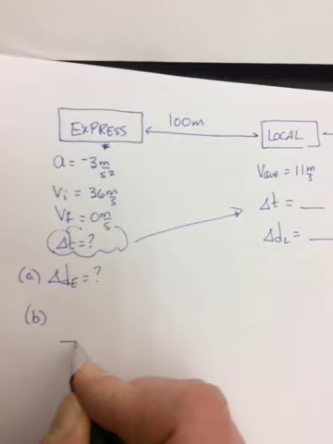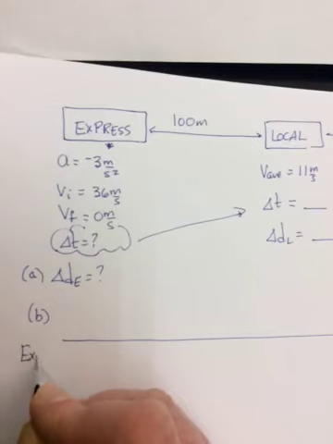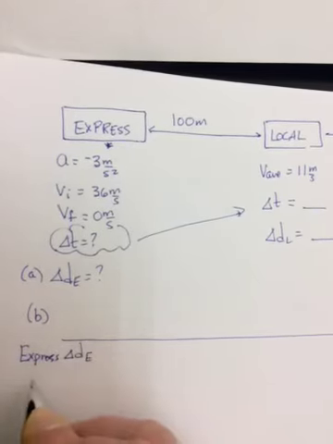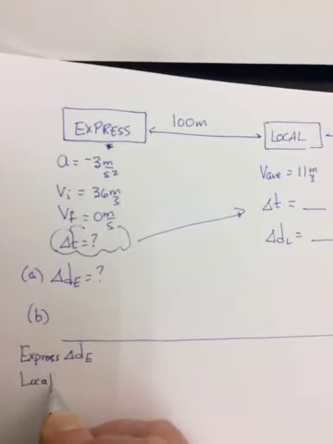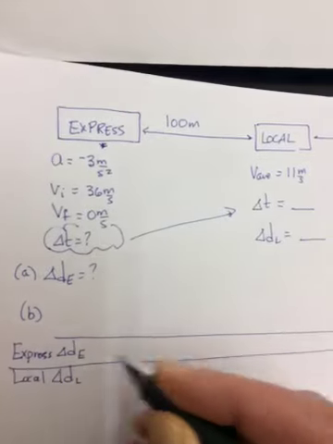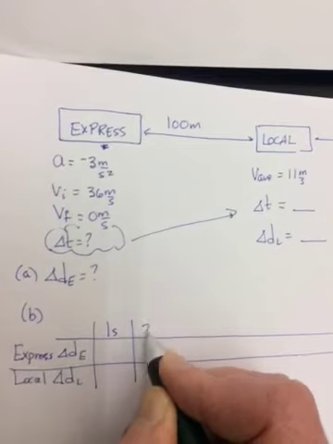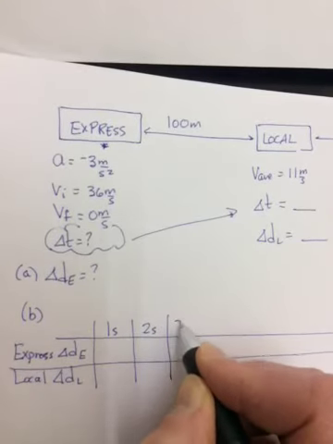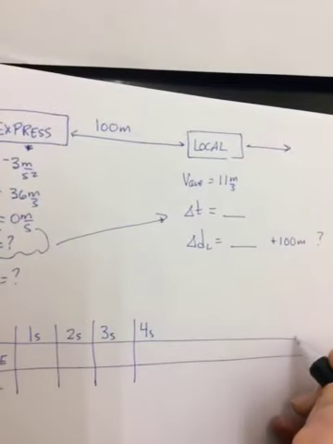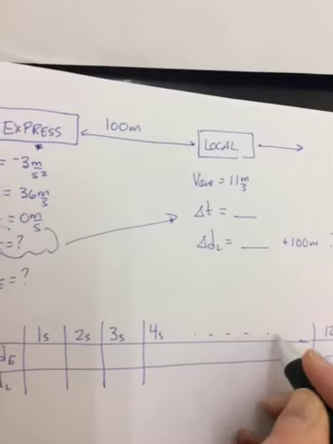So you're going to do a little chart. Okay? And so this is going to be express, delta D. And this is going to be the local's delta D. Okay. And it wants you to find these delta Ds for each second. So 1 second, 2 seconds, 3 seconds, 4 seconds, all the way up to 12 seconds. Okay? How do you do that?